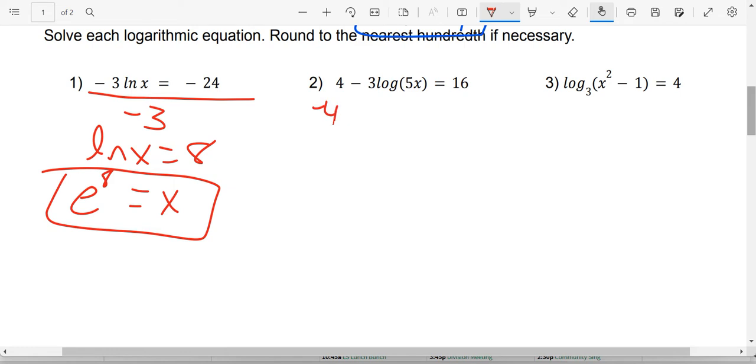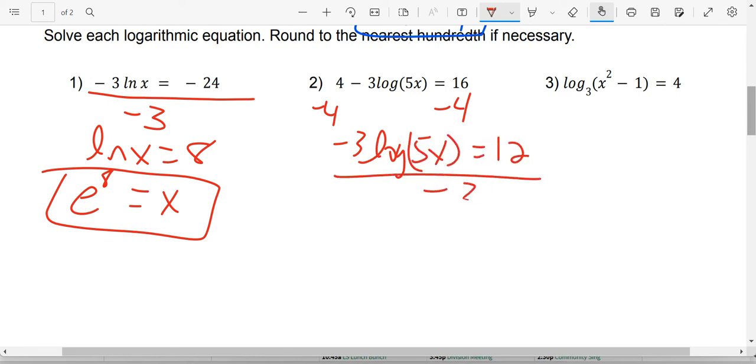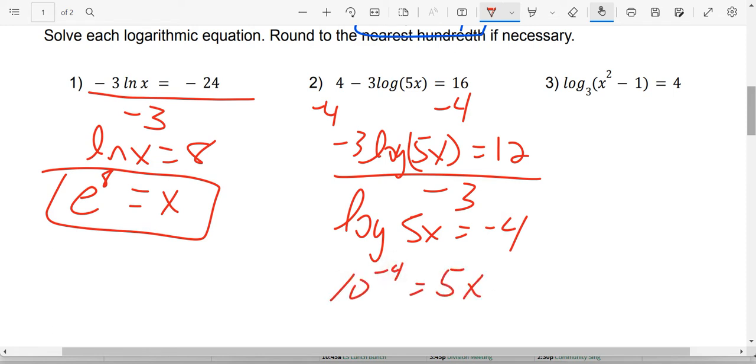Next, we subtract 4 first and then divide by negative 3 as well. So we get negative 3 log of 5x equals 12. Divide by negative 3, you're going to get log of 5x equals negative 4. Change to exponential form. 10 to the negative 4th equals 5x. Divide by 5, divide by 5. And you will get 0.00002.